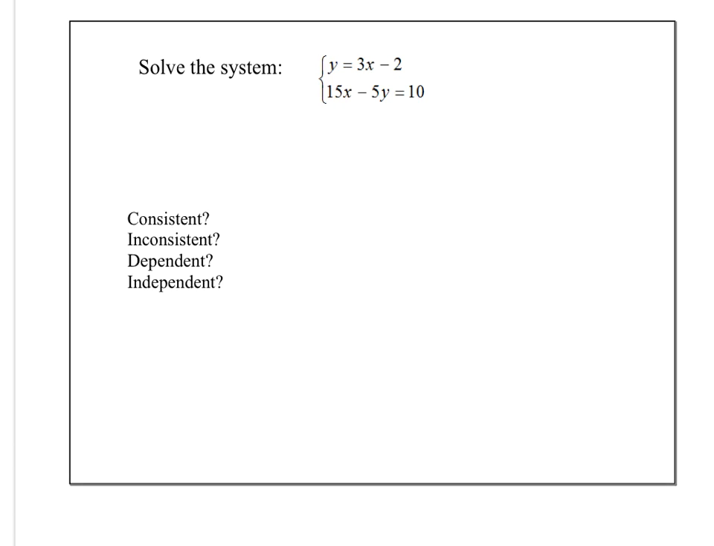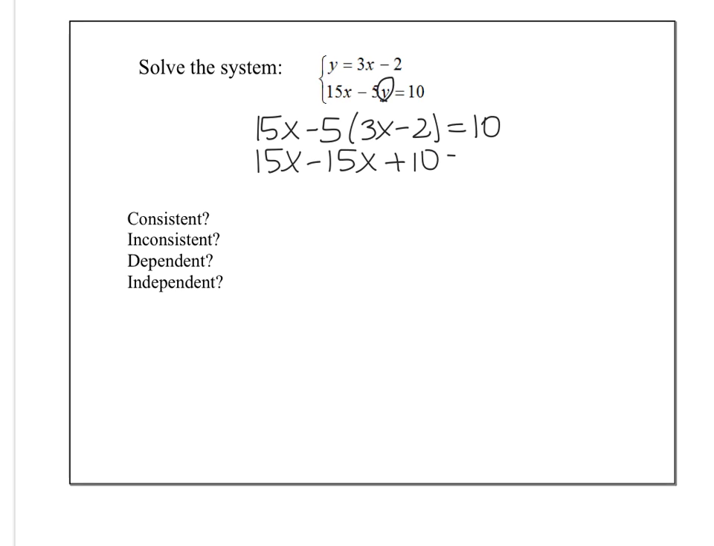Okay, so let's go ahead and solve this system. Why don't you take a moment and solve by whatever method you think. Okay, so what I'm going to do is substitution because it seems to be already ready for me. I just have to replace the y. So 15x minus 5 times 3x minus 2 is equal to 10. So 15x minus 15x plus 10 is equal to 10. I see that I get 10 is equal to 10.